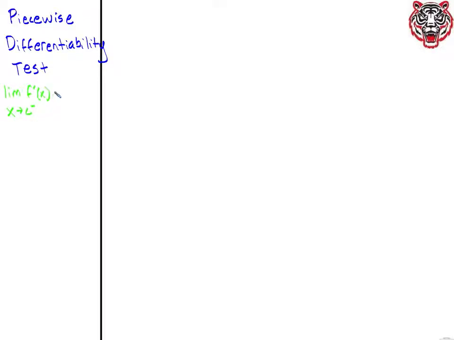X approaches c from the negative side is equal to, what do you think I'm going to write here? Someone tell me what to write here. F of x. Close. F prime of x? Even closer. F prime of c? Yep. You guys got closer and closer.